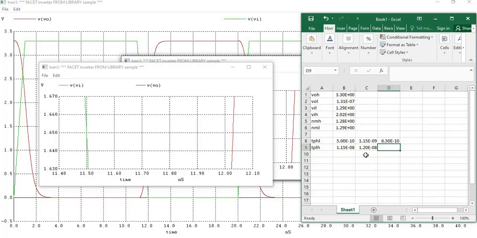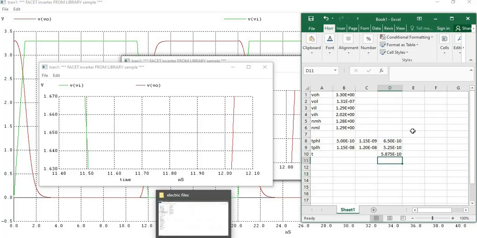So TPLH would be plus this value minus this value, 5.25e-10. For the propagation delay, that would just be the average of these two values, TPHL plus TPLH divided by 2. So that would be our propagation delay.